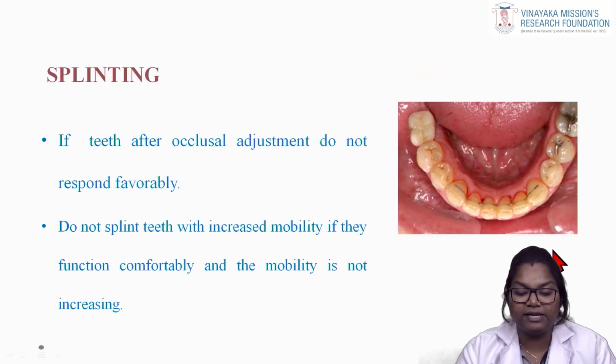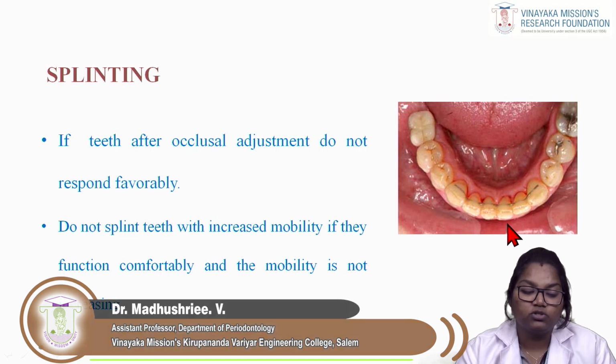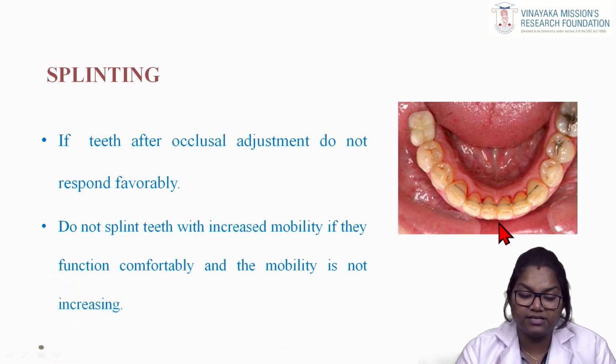So next one is splinting, that is seen. Here we can see that splinting is being done. It is generally done for mobility of the tooth after coronoplasty, that is after selective grinding or relieving trauma from occlusion. If the teeth after occlusal adjustment do not respond favorably, we have to go for splinting. So we should not splint teeth which function comfortably and the mobility is not increasing.